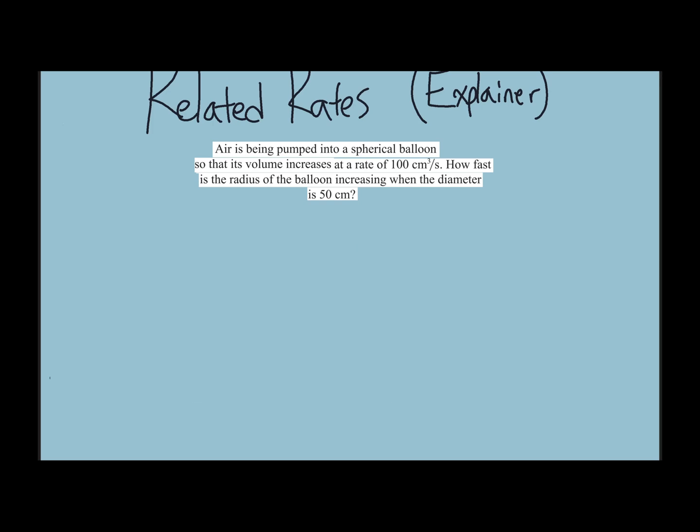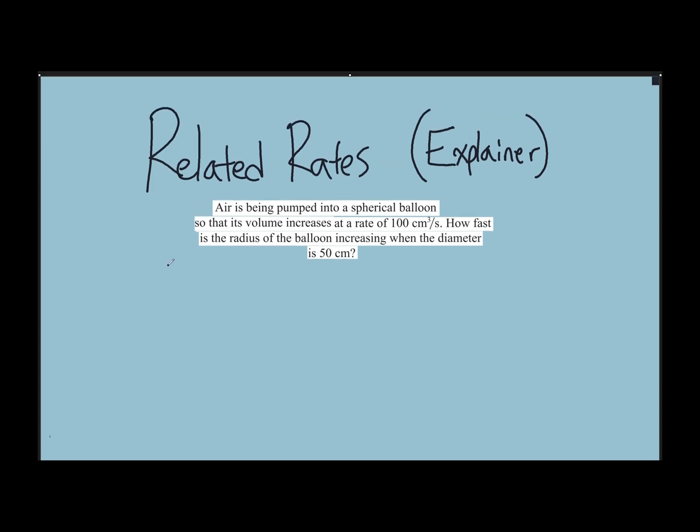And when I look at this problem, it's exactly what I'm seeing. It says air is being pumped into a spherical balloon so that its volume increases, which means a change in volume at a rate of 100 cubic centimeters per second. Now notice something. This is in seconds. So this is a dV dt, change in volume versus a change in time. I'm sure we would agree on that. And they say, how fast is the radius of the balloon increasing when the diameter is 50 centimeters? So how fast? That sounds like a time. So change in the radius and a change in time. They want to know what that is.